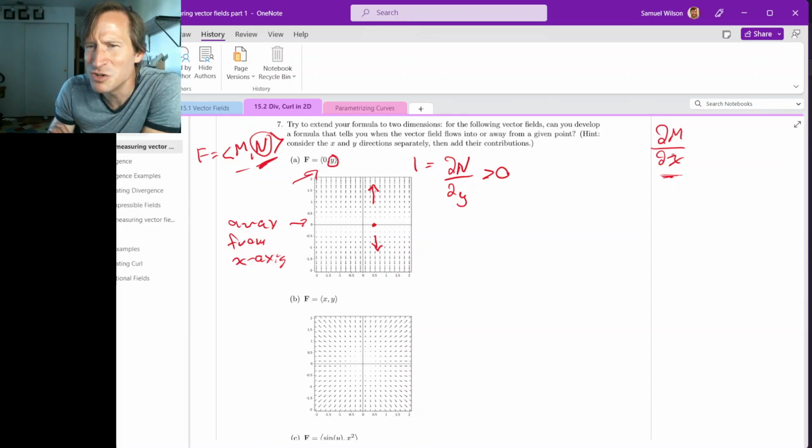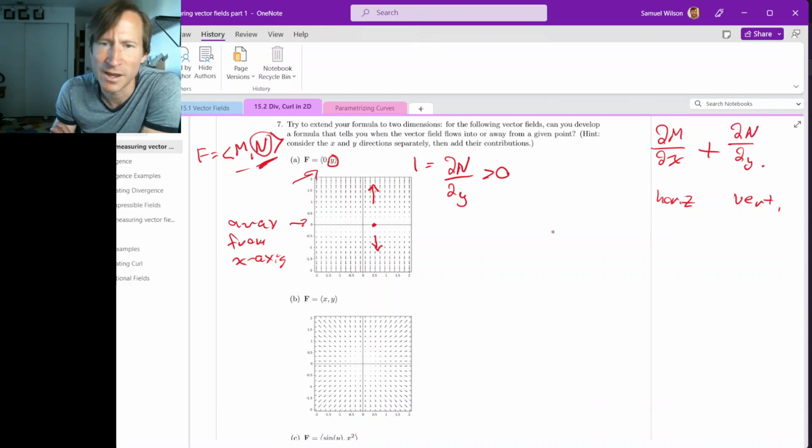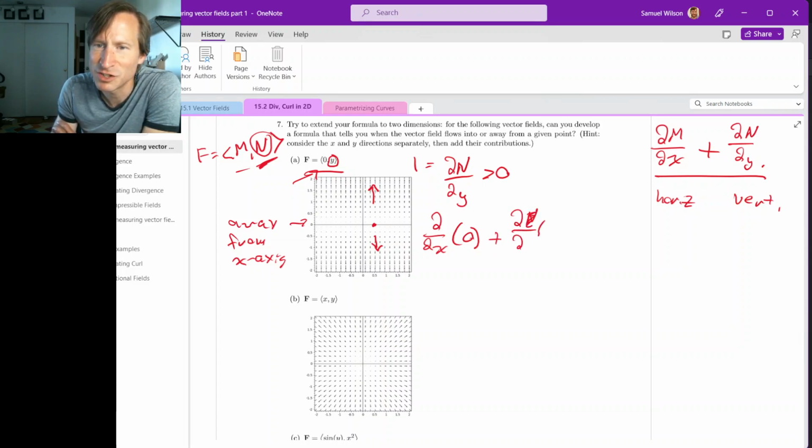So maybe what we need to do is add a contribution for the vertical direction. Partial m partial x measures horizontal flow in or out. If we also need to measure vertical flow in or out, maybe we should add partial n partial y. So if we calculate this quantity for this vector field, the partial derivative with respect to x of our m function, which is 0, plus the partial derivative of our n function, which is y, so partial y is 1, so we get 1.